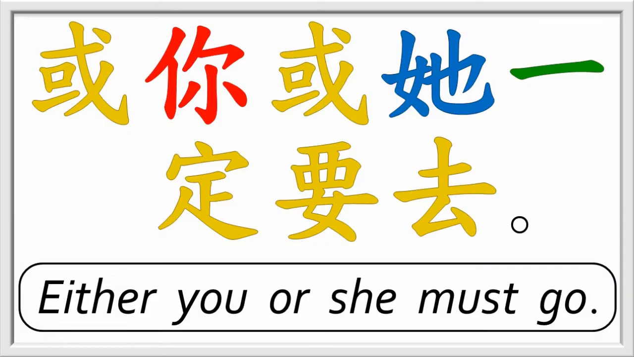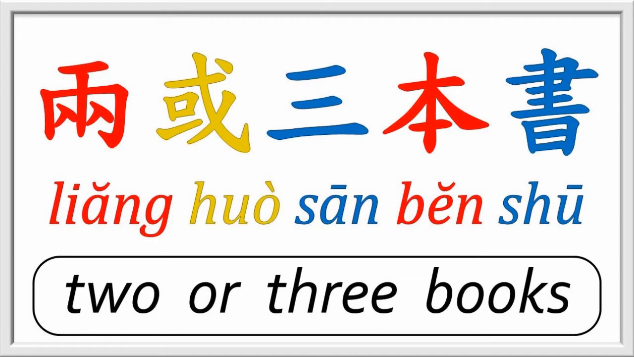In other words, either or. Perhaps. Some, but not all, people or things. For example, 或你或他一定要去。Either you or she, one of you, must go. Actually, the first 或 in this sentence can be dropped. 你或他一定要去。两或三本书。Two or three books. In this example with consecutive numbers, 或 isn't even necessary. 一两本书。One or two books. 两三本书。Two or three books.